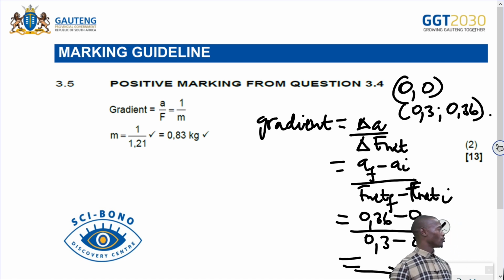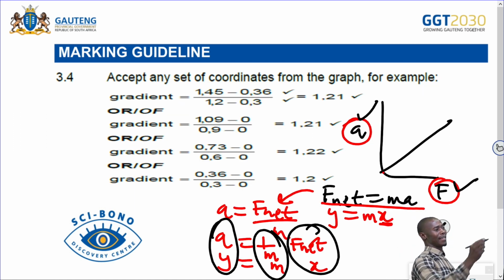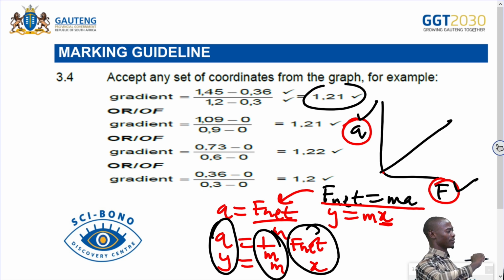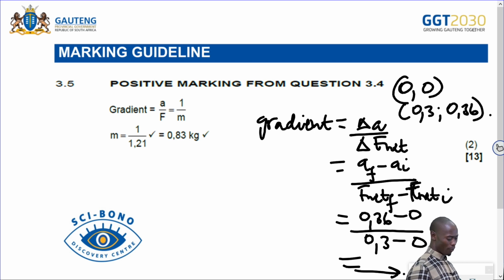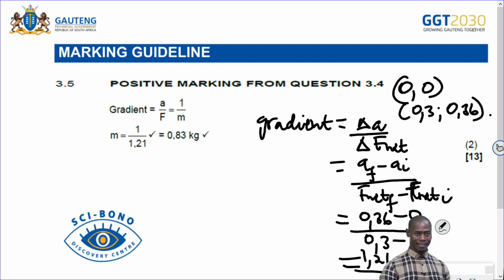The answer that they got here, when they chose any points, but you got approximately 1.2. So I'm using that 1.21. This is the gradient.